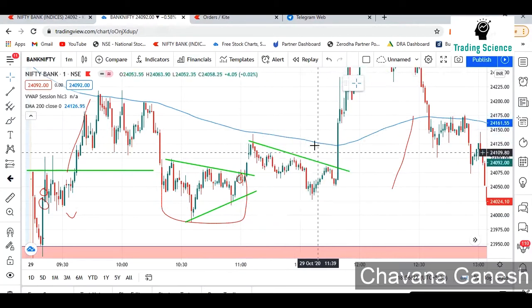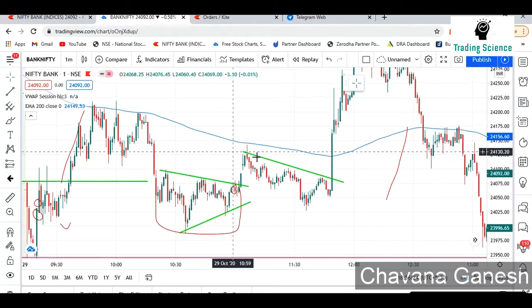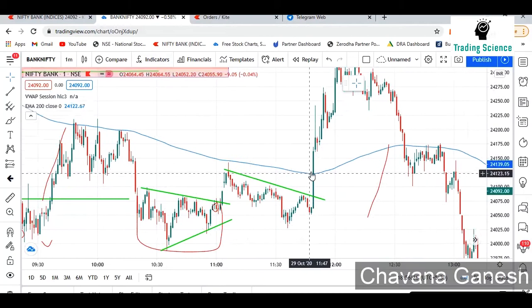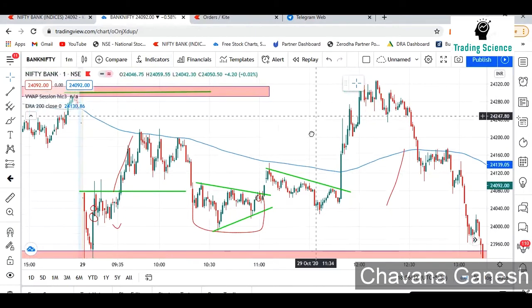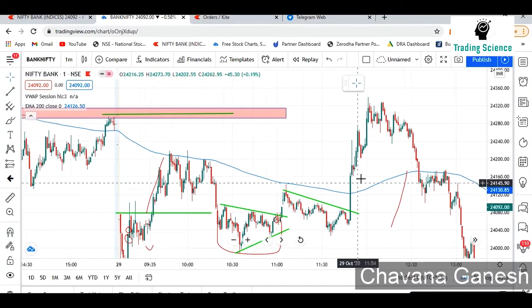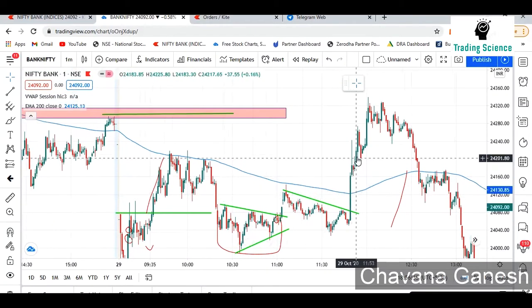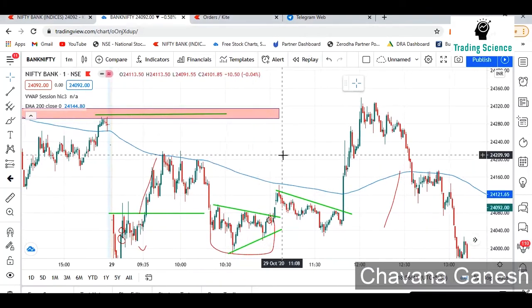I traded on options only, and again I got a breakout. I just waited. After seeing this big candle, I'm not interested in taking positions on the options as well, because in this candle it may give some very big moves that may give a loss.